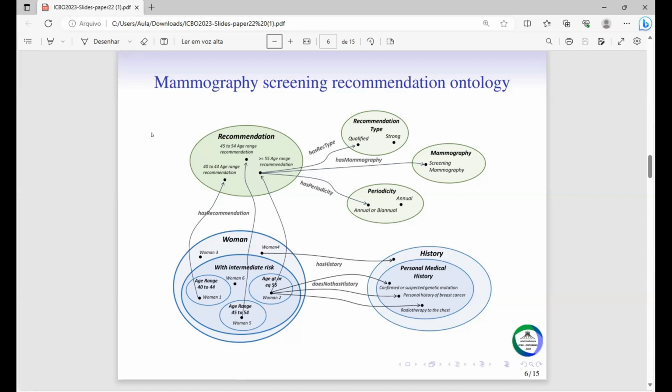Finally, the class Recommendation represents the set of recommendations provided by the guideline, and that are described by three different dimensions. The strength of the recommendation given by the class Recommendation Type, with instances, as Jasmine said, qualified and strong, and the kind of mammography study represented by the class Mammography, with the only instance screening mammography, and the periodicity of the mammography performance represented by the class Periodicity with instances annual or biannual. And the property "has recommendation" relates woman to recommendation, and the properties "has recommendation type", "has mammography", and "has periodicity" relate the recommendation instances to each dimension.